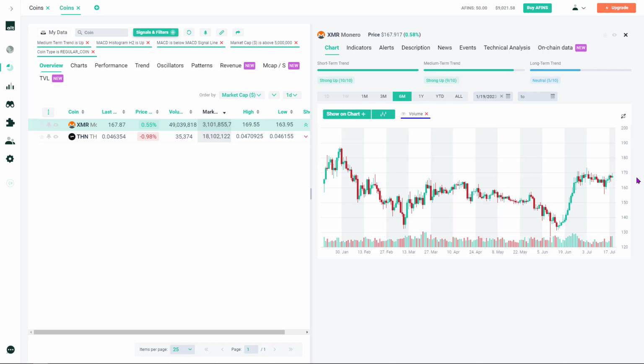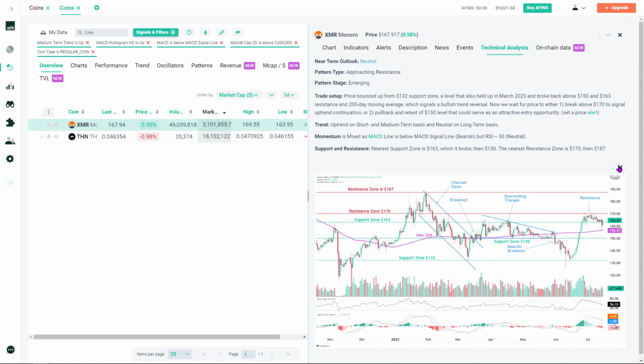So what we kind of need to see here, clearly it's in an uptrend, and that uptrend could continue if the price is able to break above the $170 and could continue to the next resistance area. Now, for Monero, we actually have a technical analysis here that you can utilize that explains the trade setup. It says it's neutral right now because it's approaching resistance, and we kind of need to break above that resistance level right here. This is what we discussed.